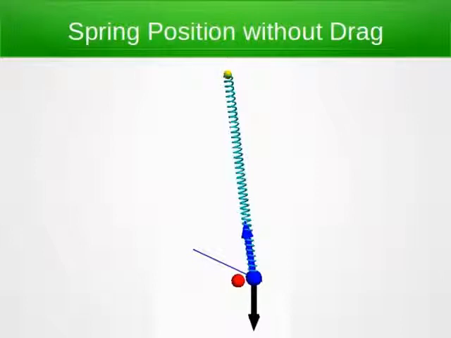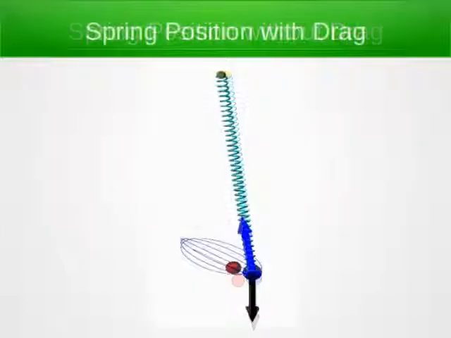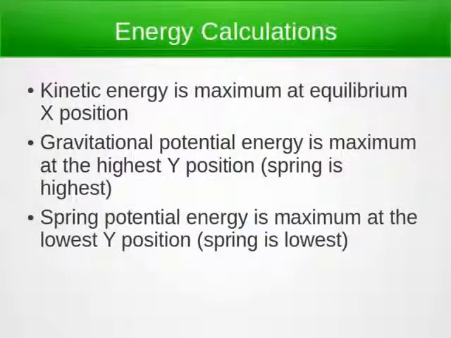When we use FNet without drag, the trajectory of the mass is just a straight line which goes up and down. When we do use drag, we get a slightly more elliptical trajectory.